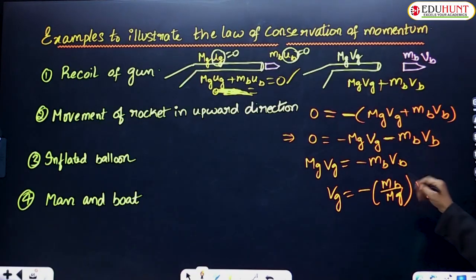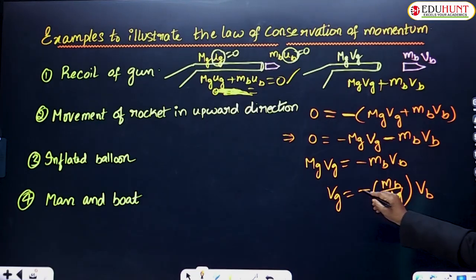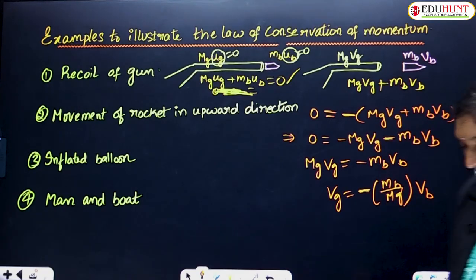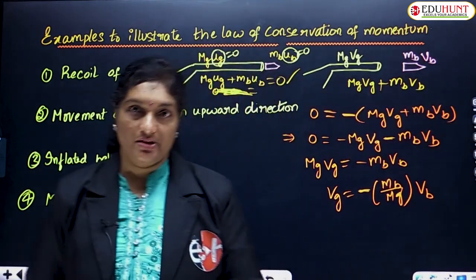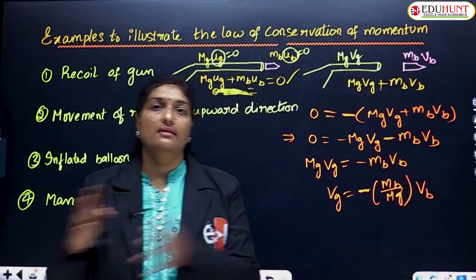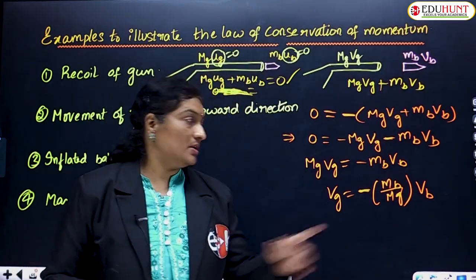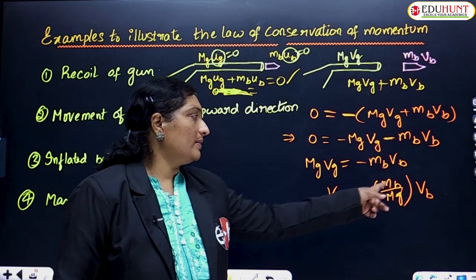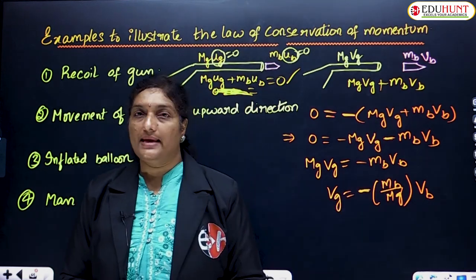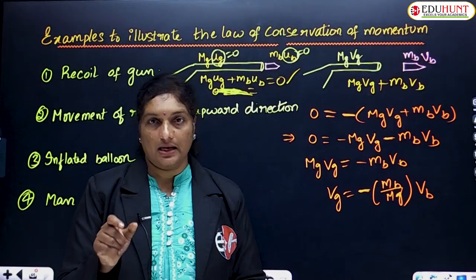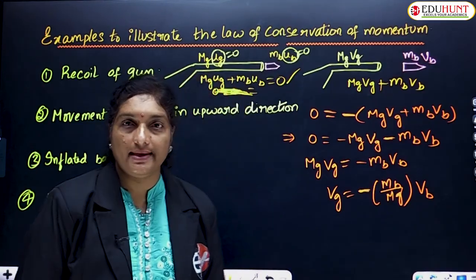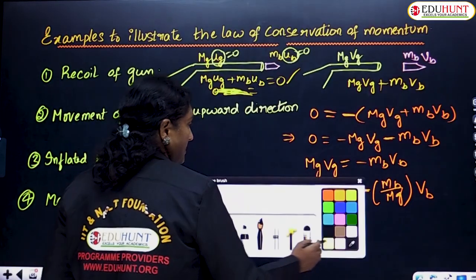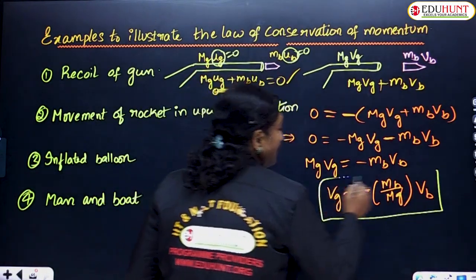The ratio of the two masses multiplied by the velocity, the speed of the bullet in the opposite direction. This minus indicates that as the bullet moves forward, the gun will give a backward jerk. The velocity of the gun in the backward direction is given by mb by mg, the mass of the bullet to the mass of the gun ratio, multiplied by the speed of the bullet. Is that clear, children? This is an important relation you need to remember, children.